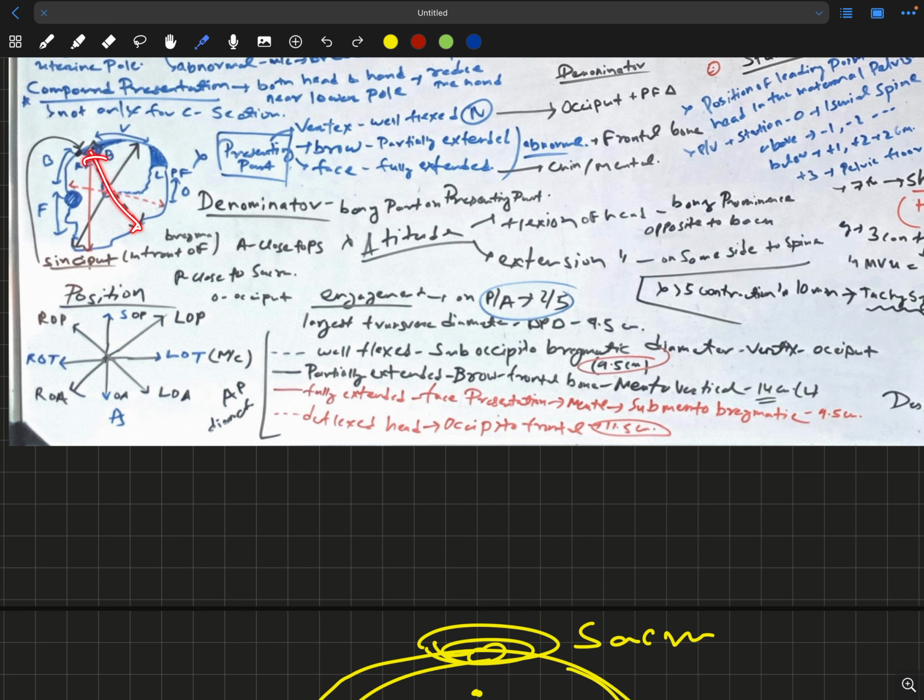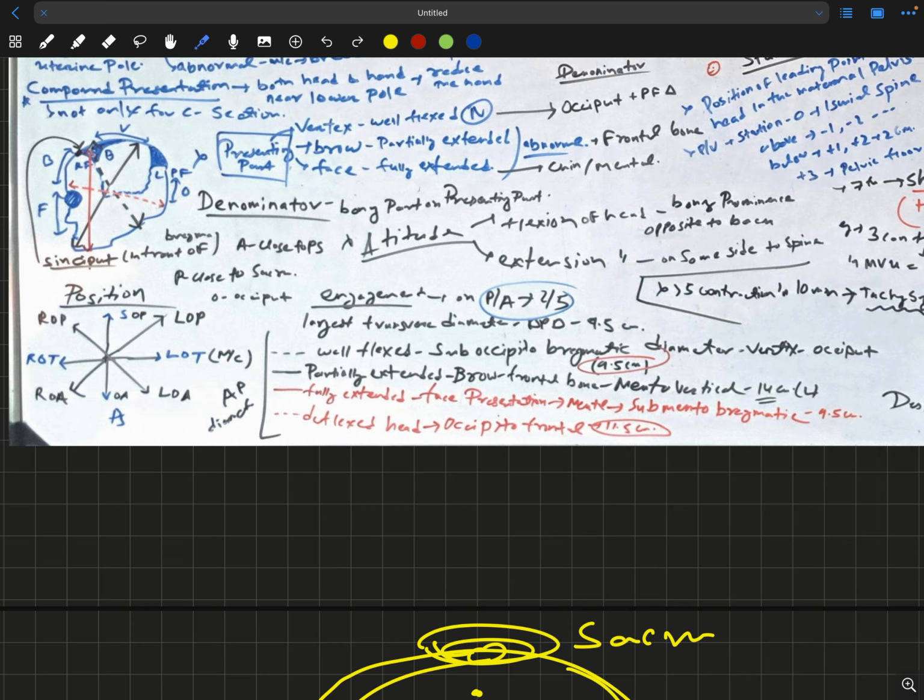Submentobregmatic diameter is 9.5 cm. Submentobregmatic is 9.5, mentovertical is 14 cm. We have discussed mentovertical and submentobregmatic. This is also 9.5, submentobregmatic is 9.5.